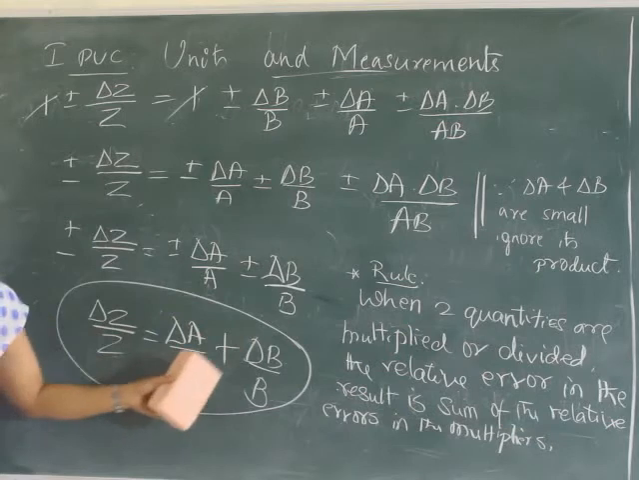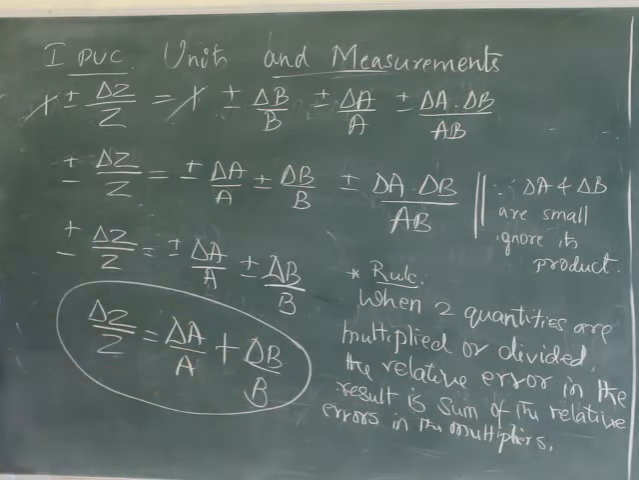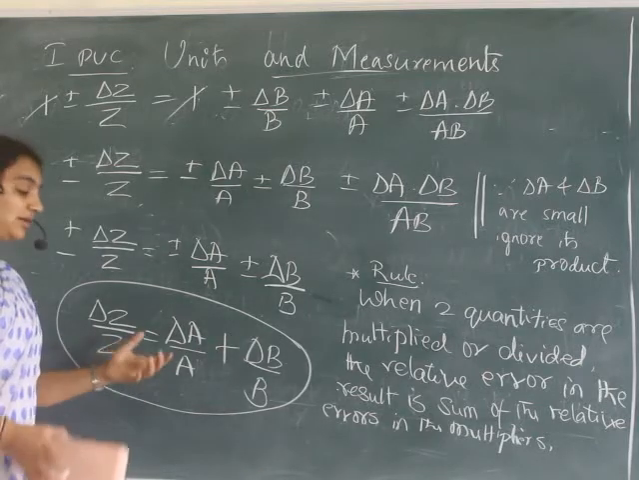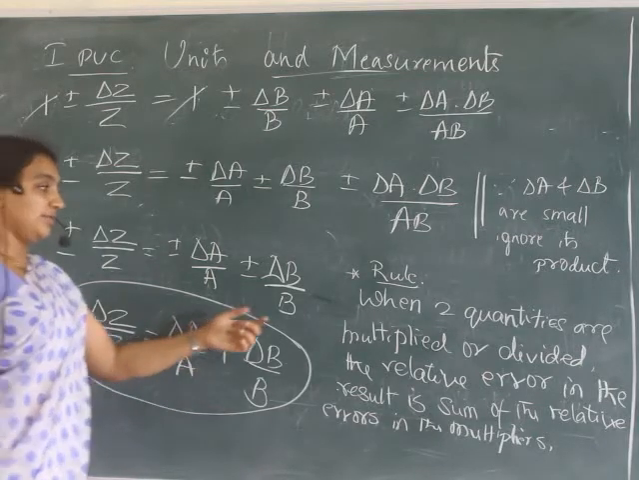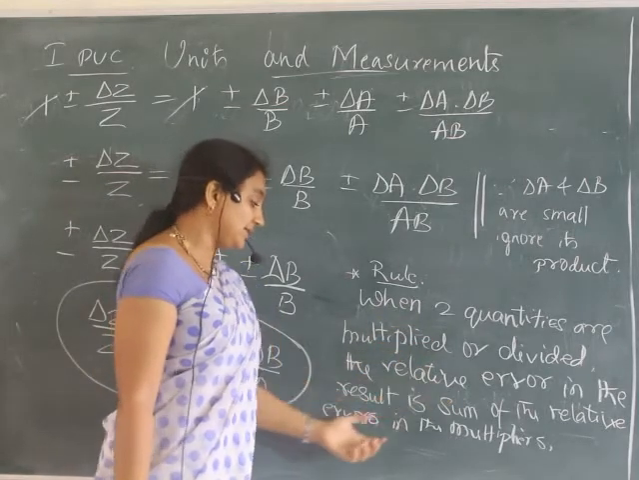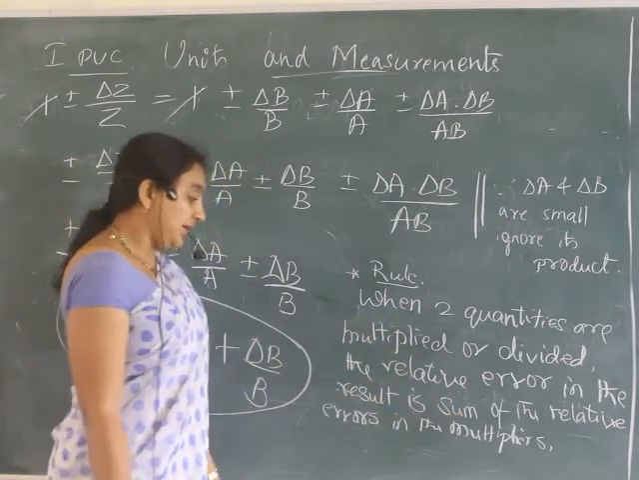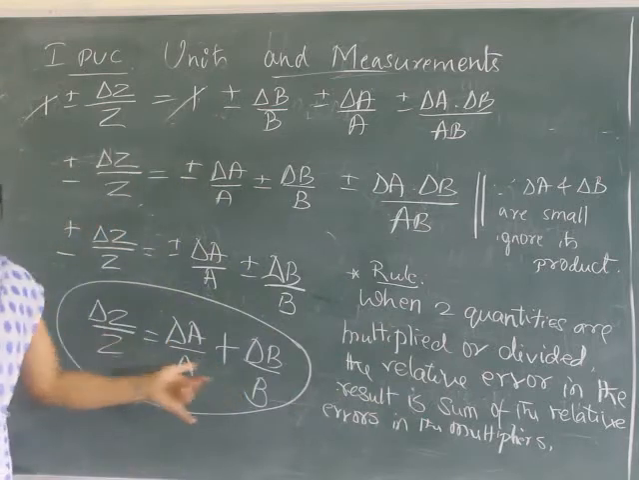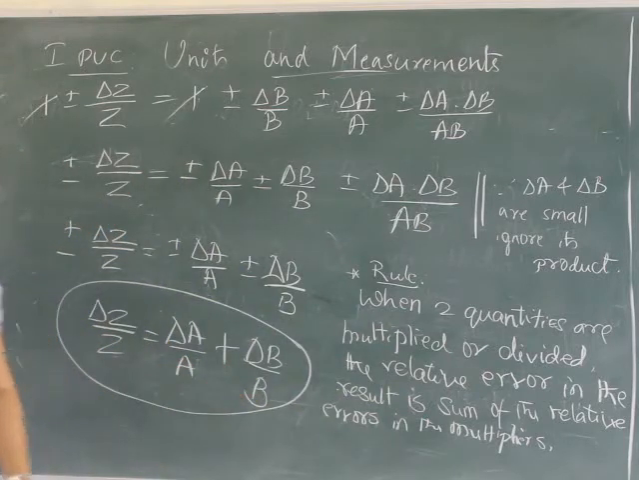See, in the multiplier, what is the error? That one is addition, correct? That is what we are going to write over here. When two quantities are multiplied or divided, you should get the same answer, correct? So when two quantities are divided or multiplied, the relative error in the result is the sum of the relative errors in the multipliers.